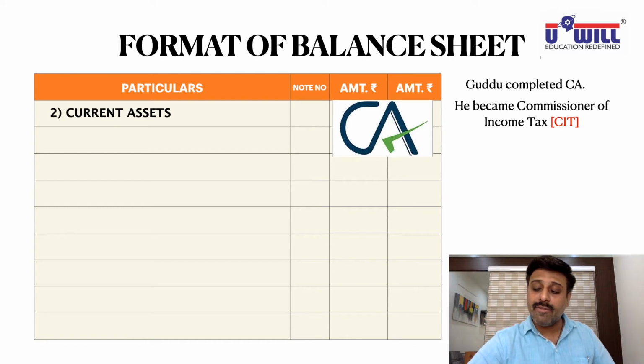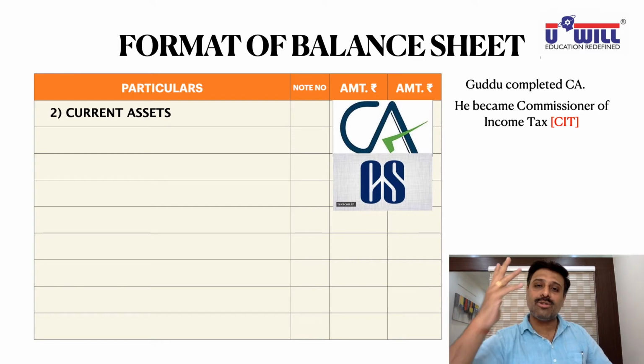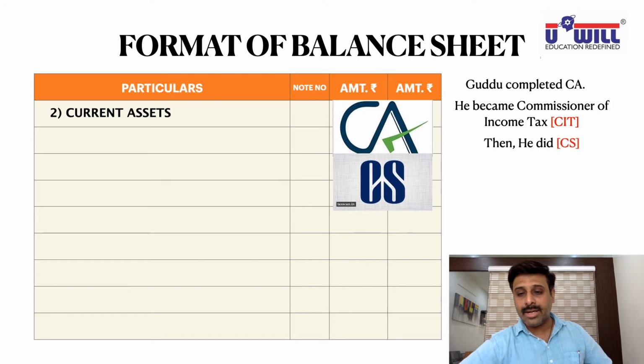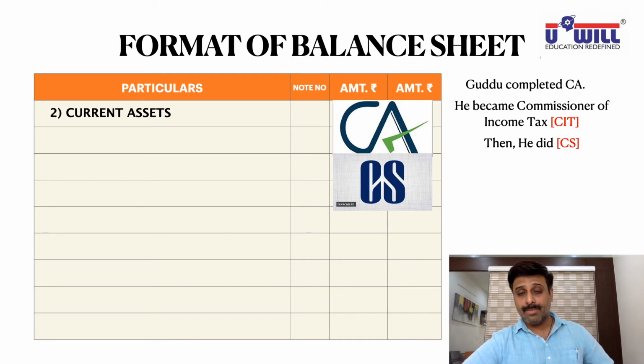Now he decided he will also do CS. He will also do CS, Company Secretary. He feels he can do that also. So he did CS. Next shortcut, CS. Okay. He became CA, current assets. He became Commissioner of Income Tax, CIT. Then he also did CS, Company Secretary. So CIT, CS are the shortcuts you'll remember, right?